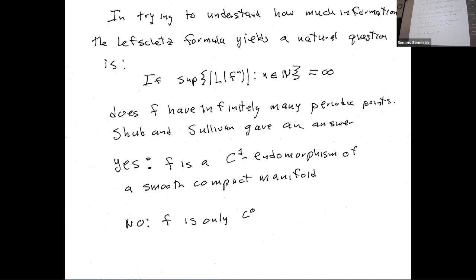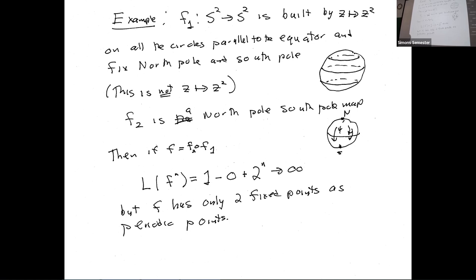And for that, there's a similar counterexample. All right, so here's the counterexample. It's fairly simple. You take the sphere and you take, I guess, their meridians, and you do z goes to z squared on all the meridians. You're not doing z goes to z squared globally on the Riemann sphere. You're doing z goes to z squared on the individual circles. In particular, it's not differentiable at the north and south poles. And you compose that with a north pole, south pole flow.